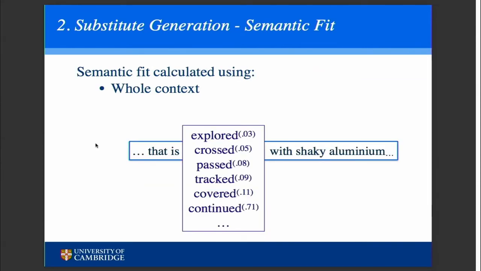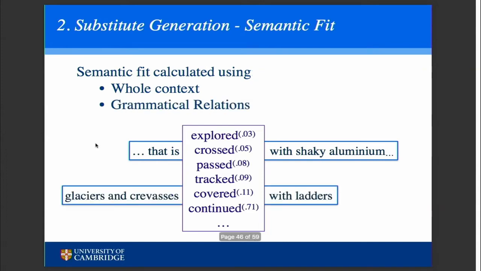And we use two different measures for this. We use the whole context of the sentence, so essentially we create vectors using the whole sentence, and we also use a stripped down version, which is just the grammatical relations associated with that word, to get another measure of how similar the two words are. And we can then use a combination of both of these scores to say, okay, we don't think this is a good fit, or we do think that this is a good fit.